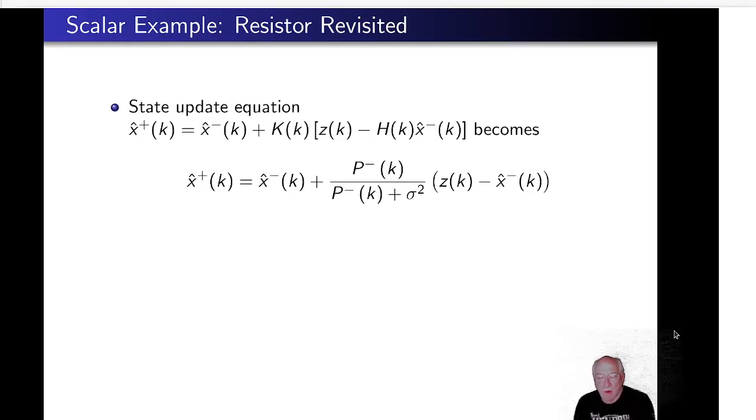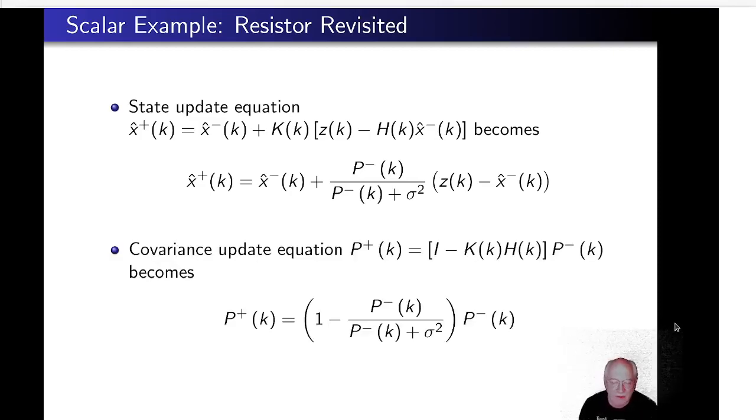The state update equation is also quite simple. We just take the predicted state, which is the same as what we had the last time around, and we add to that the Kalman gain times the residual. And the residual is quite simple because the H matrix is just the scalar 1, so the residual is just z minus x, the predicted state.